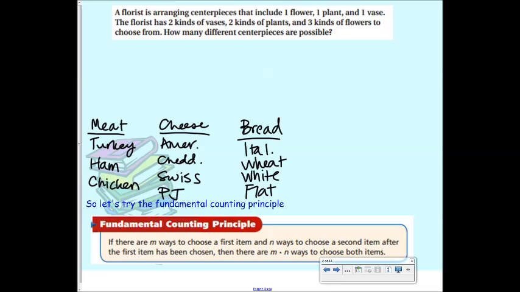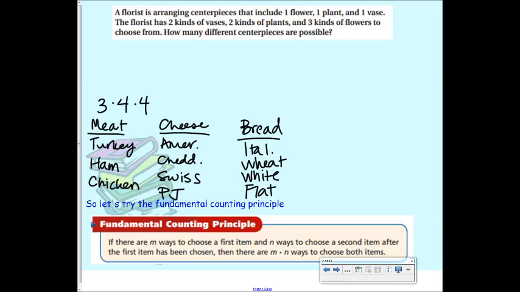And we're going to use the fundamental counting principle to think of how many different combinations of sandwich we could get. So how many choices do I have for meat? 3. How many do I have for cheese? 4. And how many do I have for bread? So what do I do with those numbers? Just multiply them. 3 by 4 by 4.